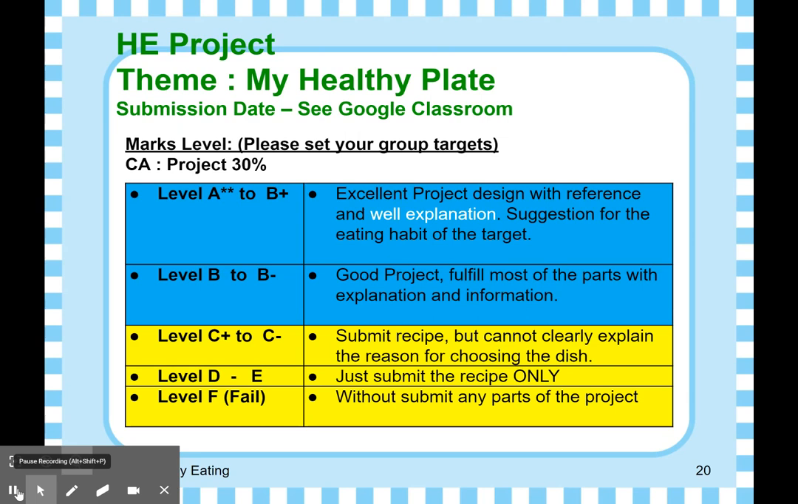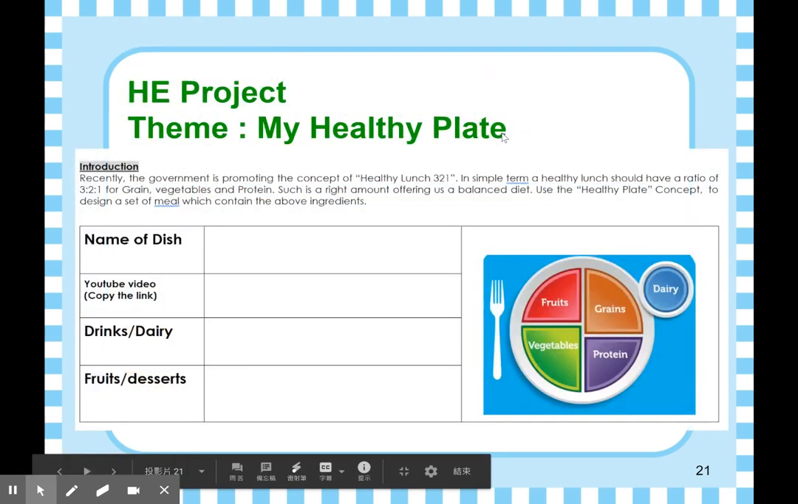Okay, first of all, you need to set your group target first. Okay, if you want to get the grade from A star star to B minus, please remember you have to do a project with good comments. You need to fulfill most of the parts with explanation and information. And if you want to upgrade yourself, each part you need to have a good explanation, okay? And some suggestions are welcome in your project. All right. So let's look at the other part.